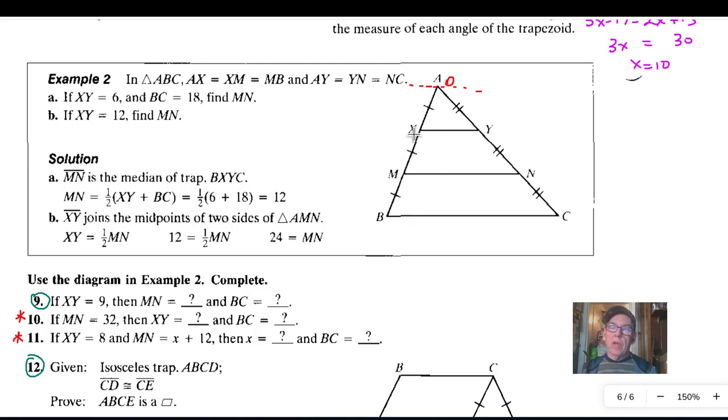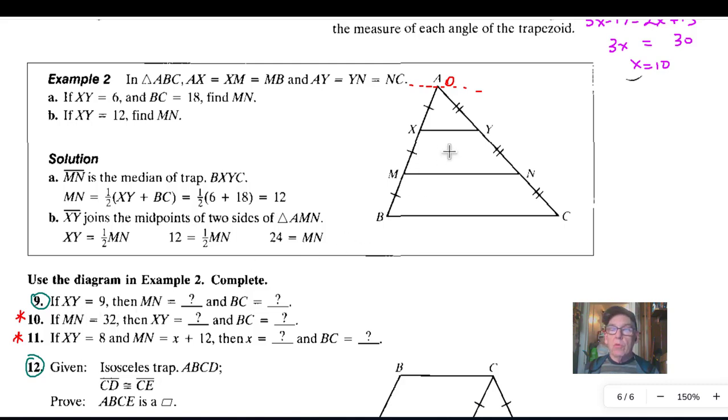But now if we wanted to find out what MN is, we could do XY plus BC divided by 2 to give us MN. Again, to find XY, MN plus A, which is a 0 length, divided by 2 is going to give us XY. So that's kind of like a neat little pattern trick you can pull on this. So let's see what we got down here for number 9.